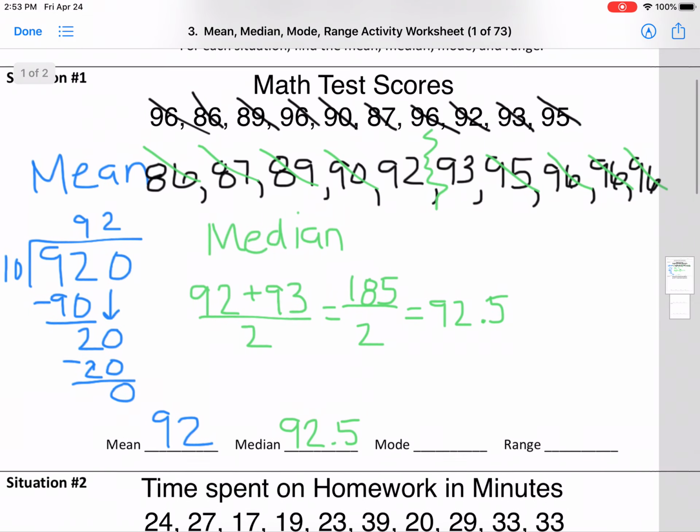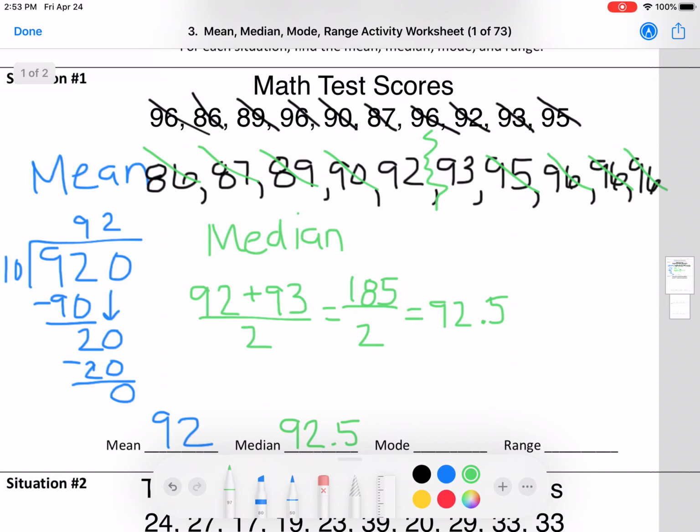Now to find our mode, we need to look at our list and see if there's anything that repeats. 86, 87, 89, 90, 92, 93, 95 don't repeat, but then we have 96 that repeats 3 times. So that is going to be our mode.